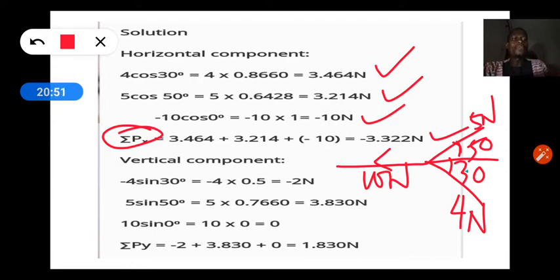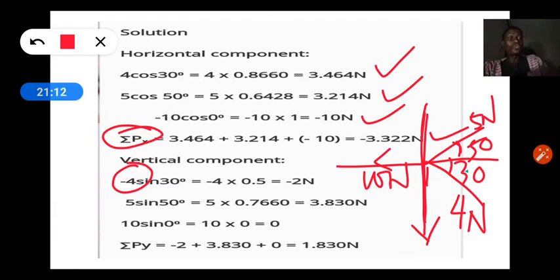For my 4 newtons, I want to resolve it to the vertical. Look at it, this is the vertical. If I resolve my 4, it will come towards here. That's negative. That's why you have this negative here, -4, because we are resolving it towards the negative y-axis. That's where 4 is coming to, that's why we have that negative.